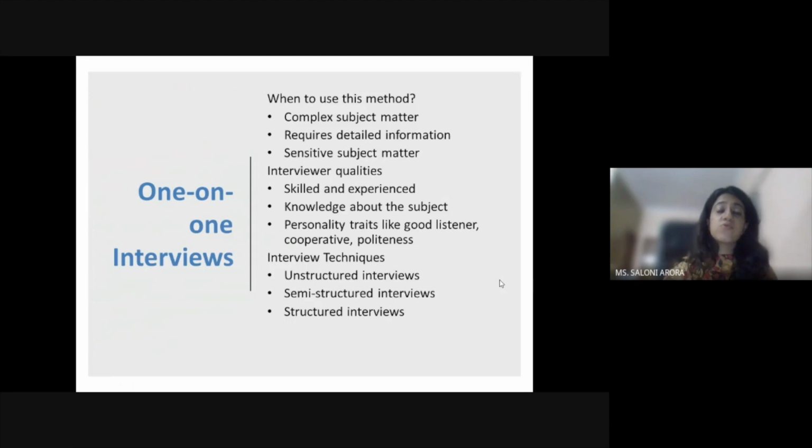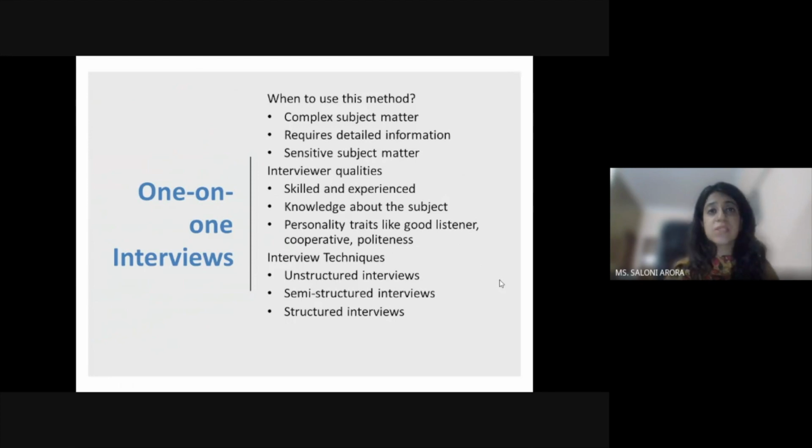Now, for an interview to be successful, there are two parties involved, the interviewer and the interviewee. The interviewee will respond to your questions only if the interviewer possesses the right qualities. If the interviewer is not making you comfortable, is not asking the right questions, is not experienced enough, is not molding the questions as per your reactions, then the outcome of this method is not going to be fruitful.